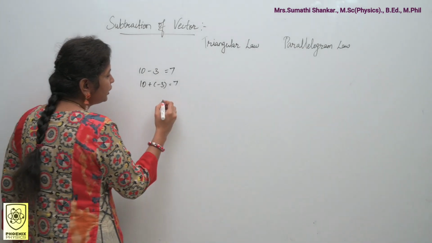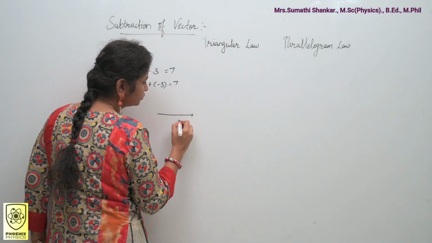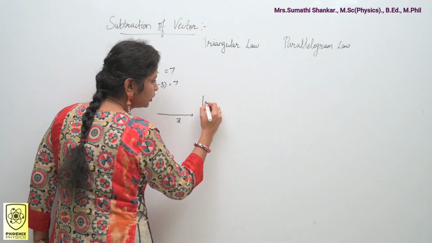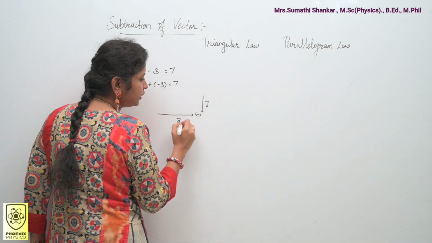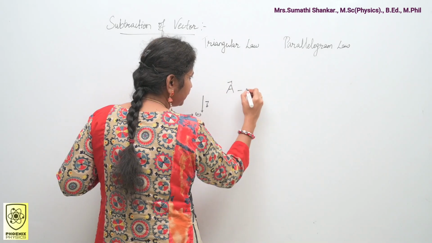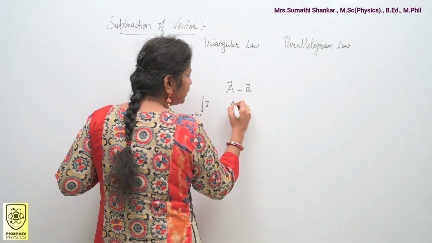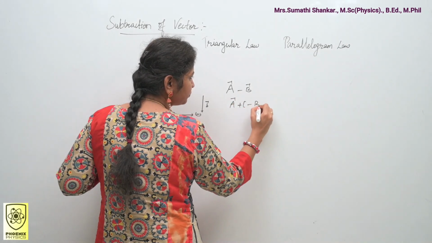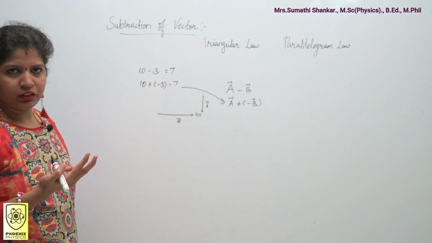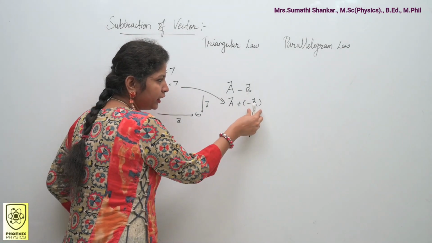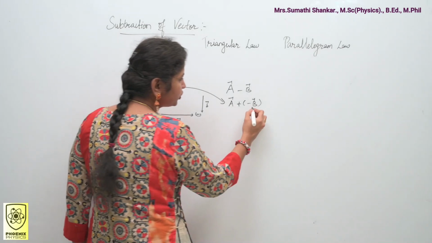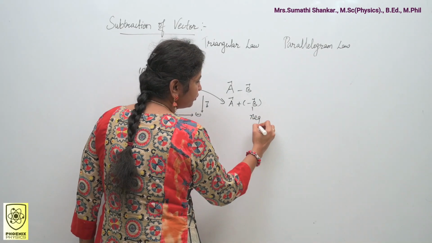For example, this is my A vector and this is my B vector. I am going to subtract, A minus B means you can write like this. Either you can write A minus B or you can write A plus minus B. If you want to subtract two vectors, just take the negative vector and add it to the first vector, and you can get the answer. This minus B is called the negative vector.